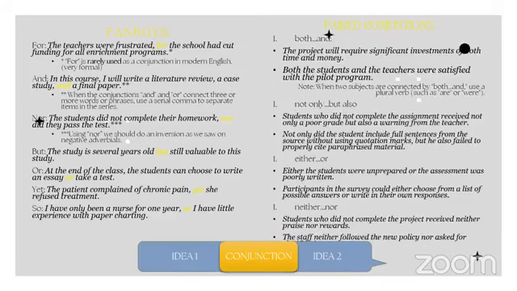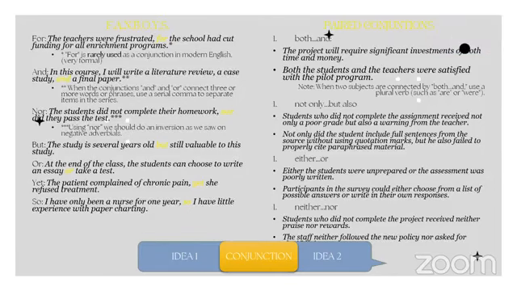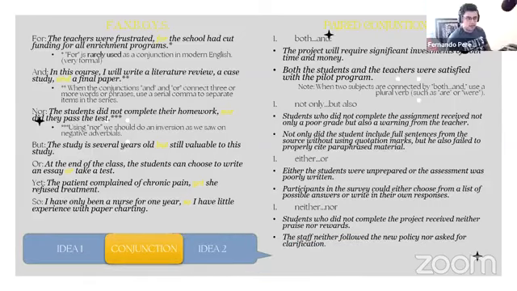Okay, so people don't really use it. In the example that you gave, the teachers were frustrated for the school had got funding for all enrichment programs. So in this case, "for" as a conjunction is similar to "because of"? Totally. It's similar to "because." It doesn't have the meaning of the preposition "for."